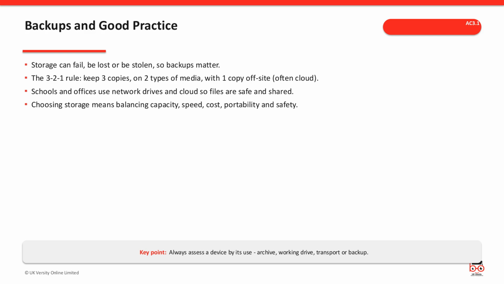Storage can fail, get lost or be stolen, so backups genuinely matter. The golden rule is 3-2-1. Keep 3 copies of your data on 2 different types of media, with 1 copy kept off-site, often in the cloud. Schools and offices lean on network drives and cloud storage, so files stay both safe and shared. And whenever you choose storage, you're really balancing capacity, speed, cost, portability, and, above all, safety. Always ask what the device is actually for.